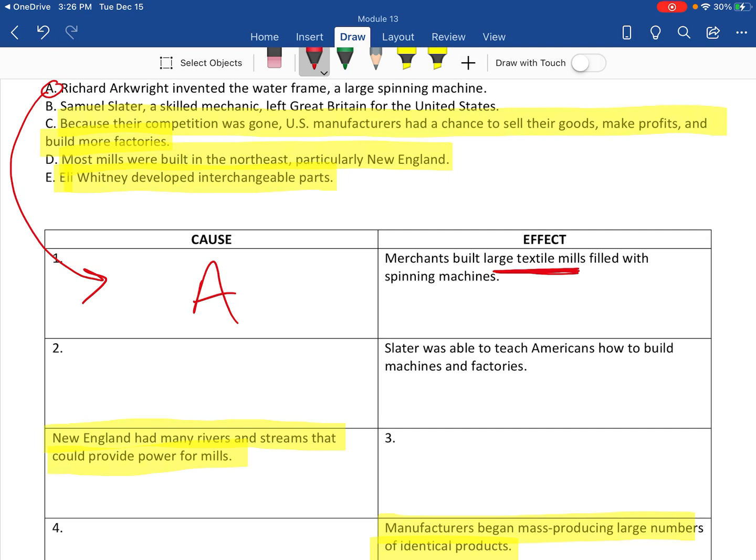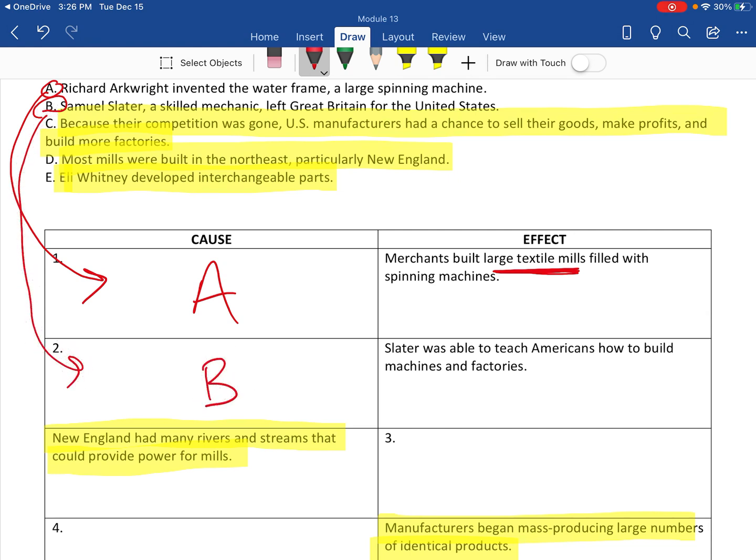Textiles is referring to things like clothing or blankets or drapes, anything made of fabric. Number 2, Slater was able to teach Americans how to build machines in factories. That's actually going to be letter B. We're going to bring letter B down now, okay?